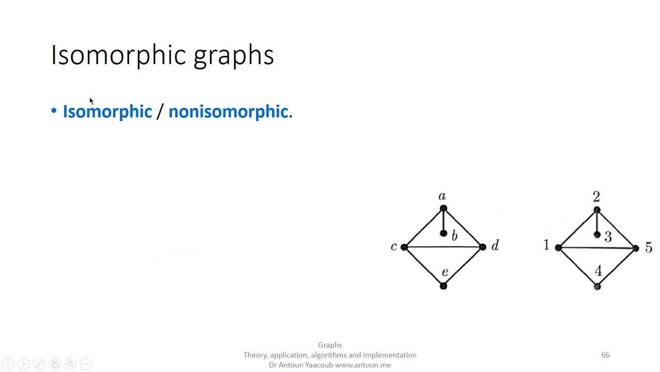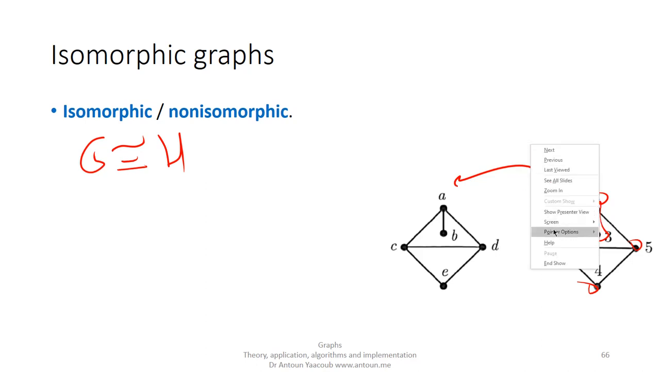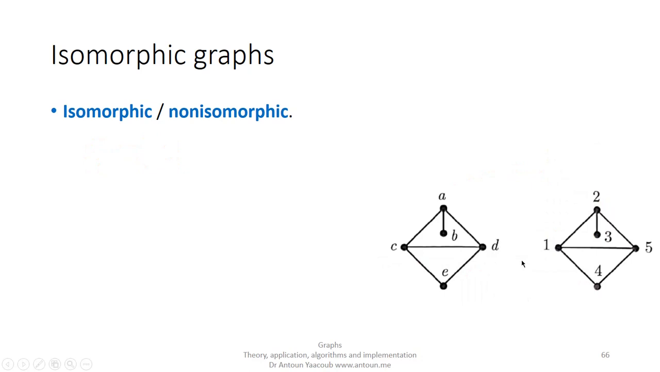So we have the notion of isomorphic and non-isomorphic. We say that two graphs G and H are isomorphic, and we represent it like this, if we can label these graphs in a way that the corresponding vertices are adjacent. If I can rename those vertices like those labels, and I can preserve the adjacency, I can say that those are isomorphic. This is the more informal way to say that.